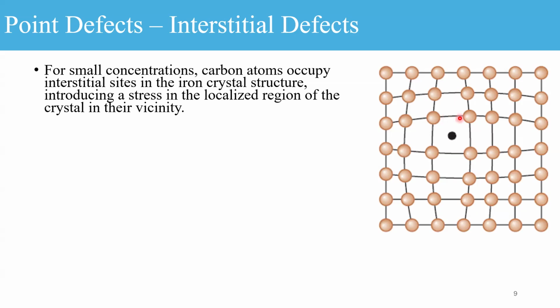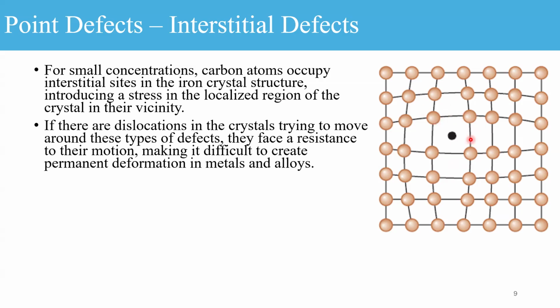You can see that carbon atoms occupy interstitial sites in the iron crystal structure and introduce a stress in the localized region of the crystal in the vicinity. If there are dislocations in the crystal that are trying to move around these types of defects, they face resistance because of these interstitial atoms, which makes the permanent deformation in metals and alloys even harder. That is why we add these kinds of interstitial defects in material processing to get harder materials.